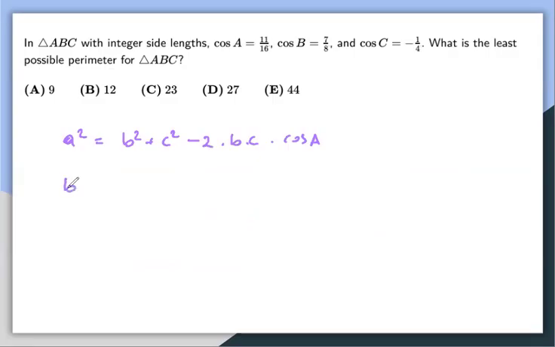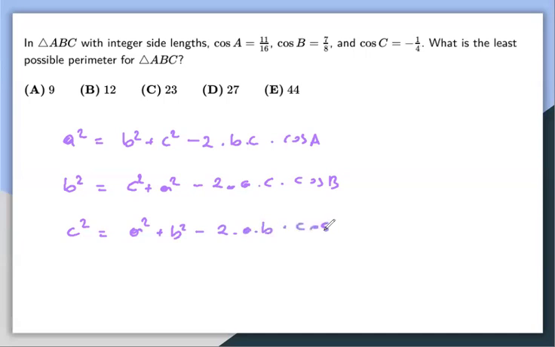And then same thing with the other one. So B squared equals C squared plus A squared minus 2 times A times C times cosine B. And then if you do the same thing with C, that should be equal to A squared plus B squared minus 2 times A times B times cosine C. So we can just plug in these numbers. That will make these terms go away. So we have 3 variables.